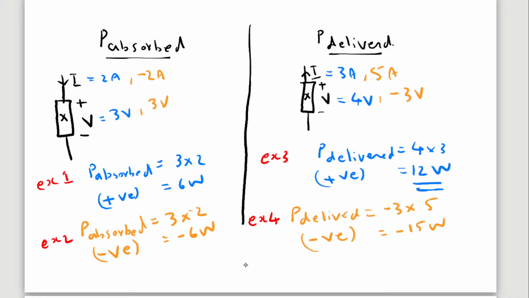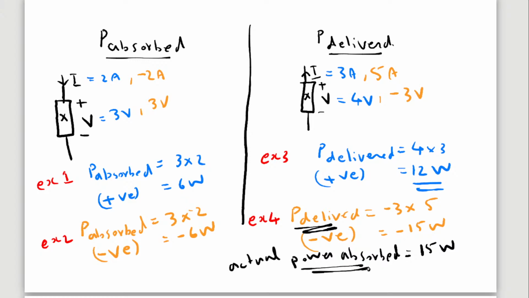So the actual power absorbed in this case is 15 watt. Power delivered is converted into power absorbed. Why is it positive? It is defined as actual. Actual value is always positive in the concept of power.